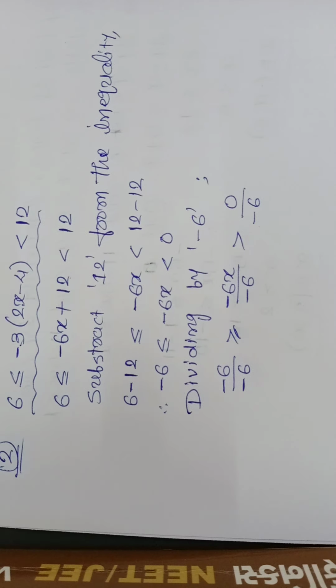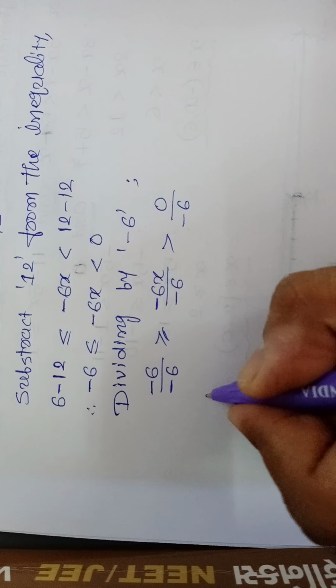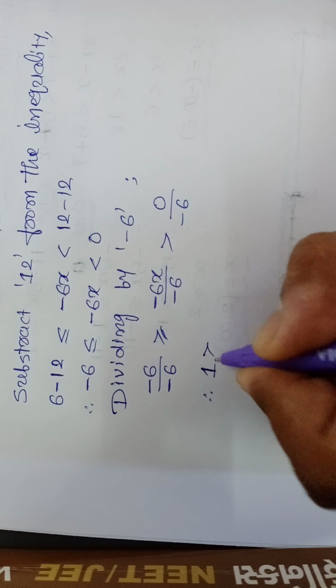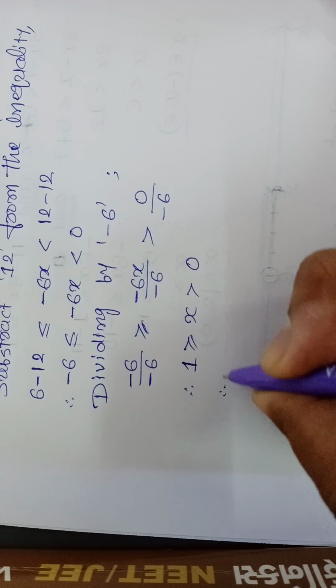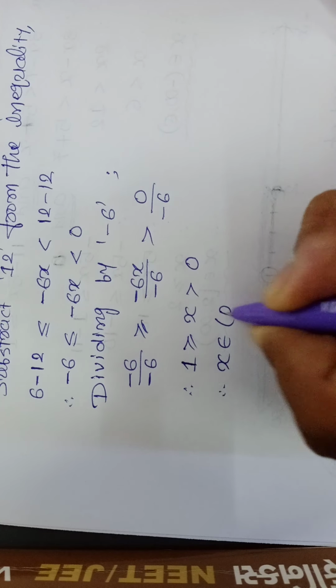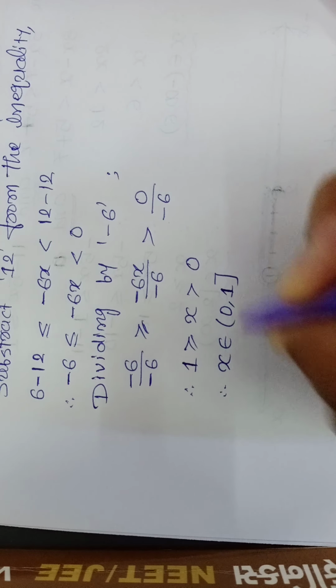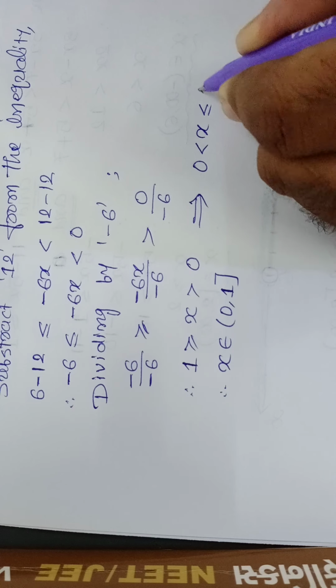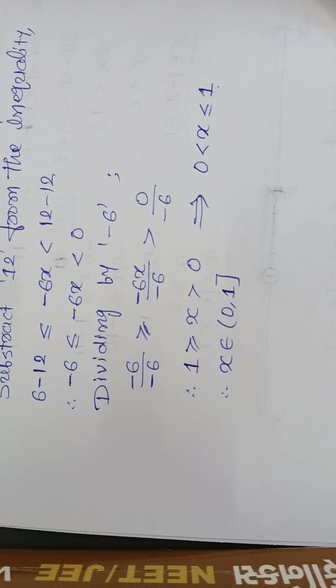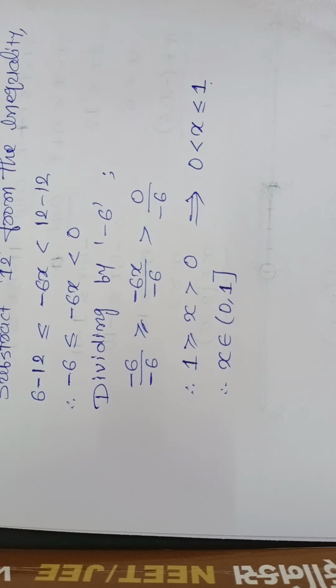When you divide by a negative sign, the inequality must be changed. Here is 1, here is x, here is 0. Finally, x lies between 0 and 1, my friend, because it can be written as 0 less than x less than or equal to 1. I hope you understand this. So it's a very easy question, but it's related to this.